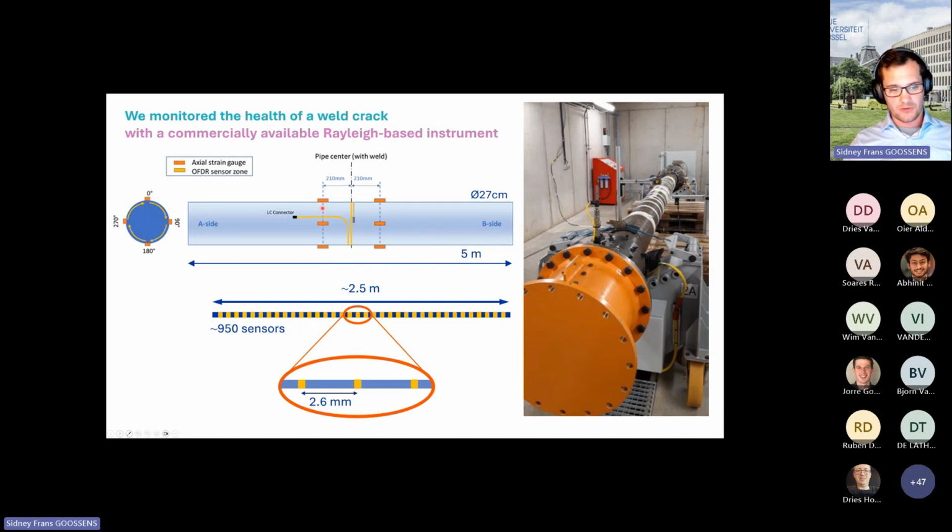Imagine doing this with electrical strain gauges, installing 1,000 strain gauges over a distance of 2.5 meters. That would be a cabling nightmare. And you can solve that with one optical fiber. We used a commercially available measurement device that allowed us to measure the strain here at a frequency of 250 hertz. Now we induced a crack on the inside of the beam, and then we loaded the beam, in fatigue loading, to induce stresses on this weld location.